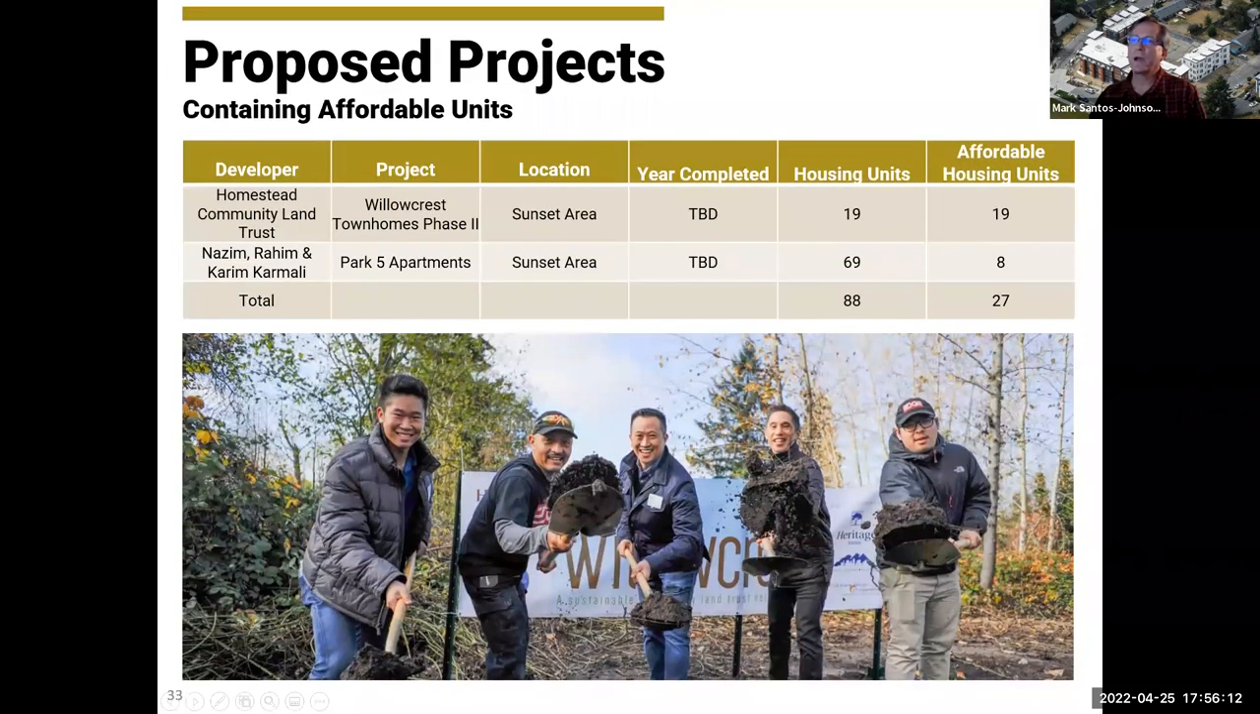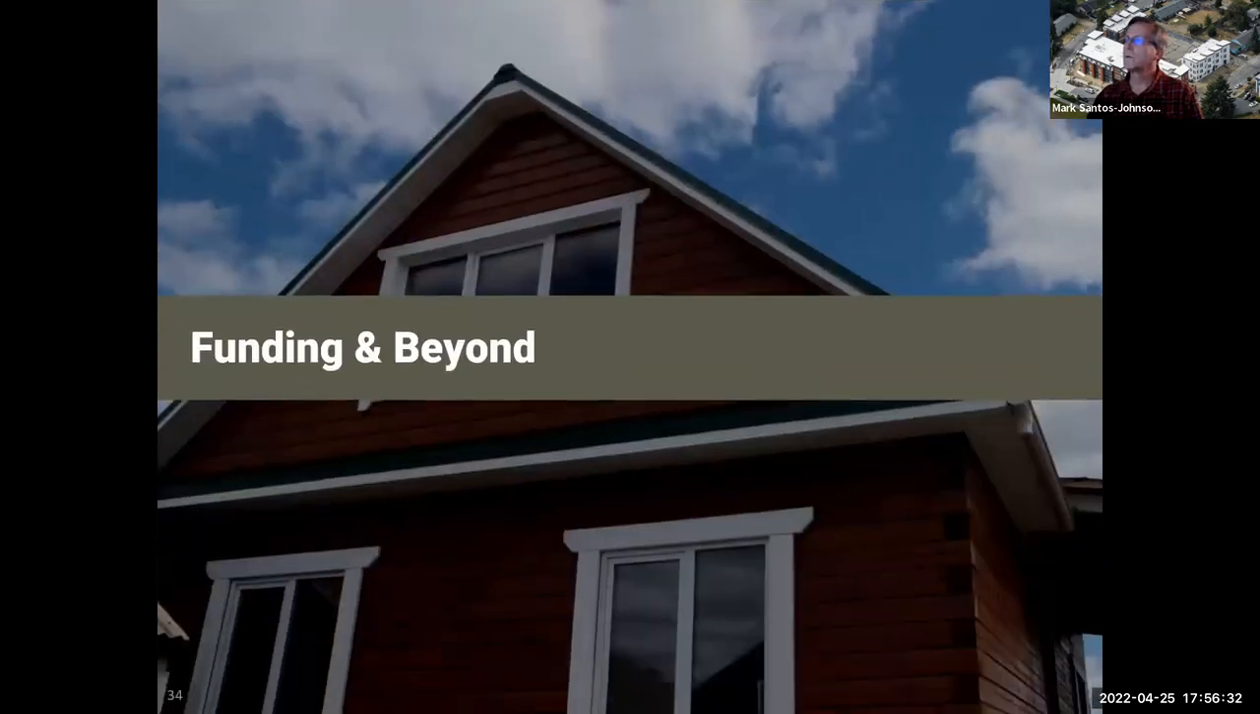Finally, we have two pipeline or proposed projects that contain affordable housing units with a total of 27 units. This includes one mixed income rental housing project developed by a for-profit and Homestead's proposed Willowcrest Townhomes Phase 2 affordable homeownership project. We are very thankful for all the affordable housing units that our partners have built and or are currently working on. However, as Hannah noted, we need to do much more to meet the community's growing affordable housing needs.